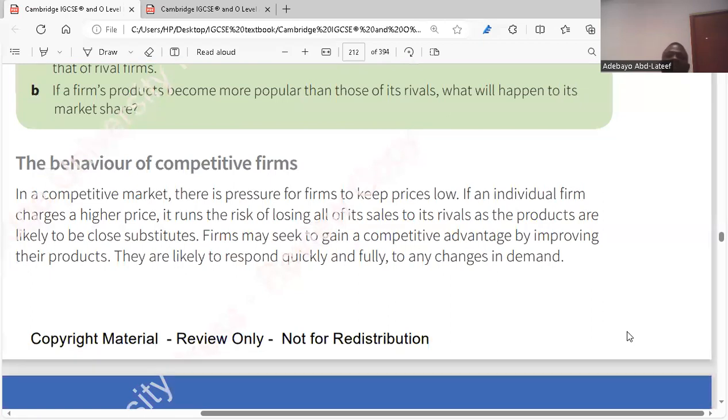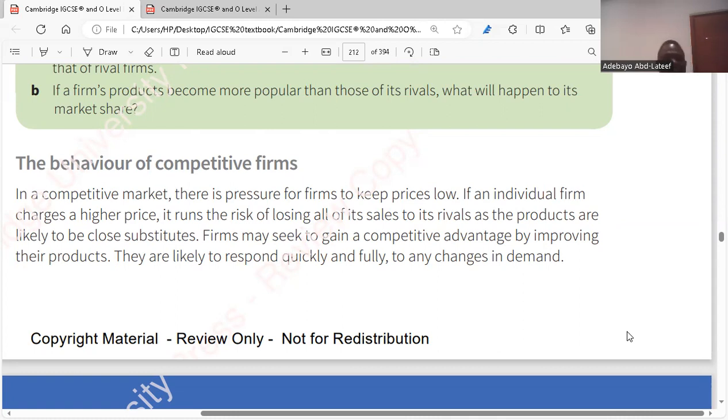So the behavior of a competitive firm. In a competitive market, there's pressure for firms to keep prices low. If an individual firm charges a higher price, it runs the risk of losing all its sales to its rivals, as the products are likely to be close substitutes. Firms may seek to gain a competitive advantage by improving their products. They are likely to respond quickly and fully to any changes in demand.